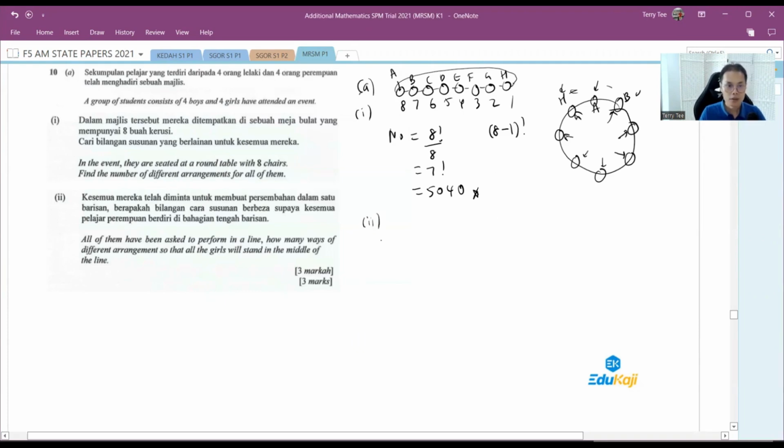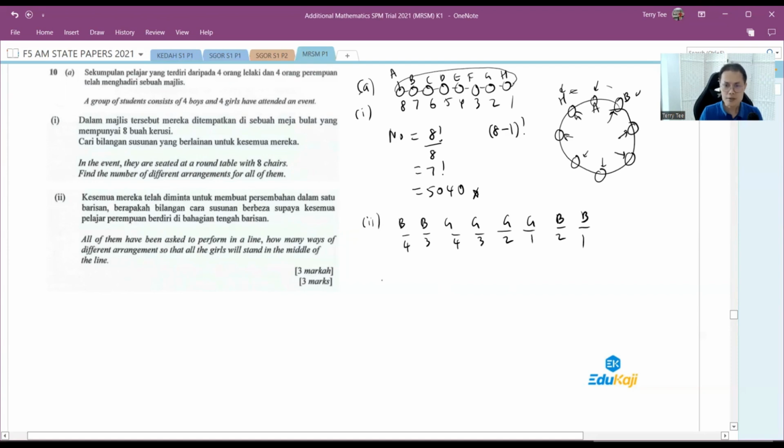Second part: all of them have been asked to form a line. How many different arrangements are there so that all the girls will stand in the middle of the line? You have 4 girls and 4 boys. If all the girls stand in the middle, you must have boy, boy, girl, girl, girl, girl, boy, boy. That means you put 2 boys at each end and 4 girls in the middle. So we have 4 particular girls. Let me put the girls first: 4, 3, 2, 1. And you have 4 particular boys. You can start from the left or the right, it doesn't matter. Let me start the boys from the left: 4, 3, 2, 1.